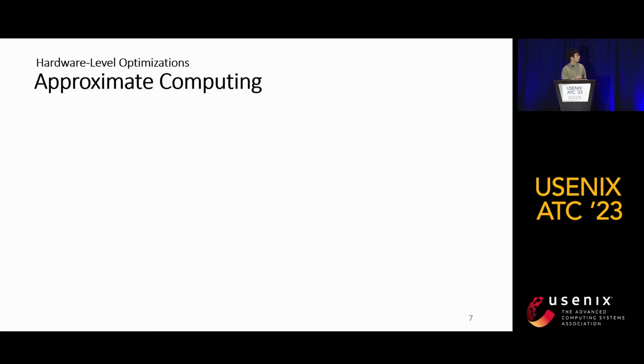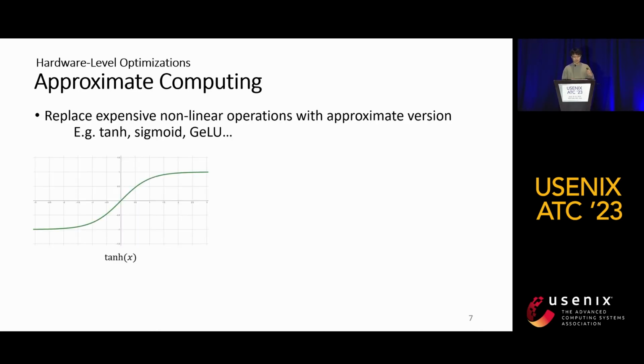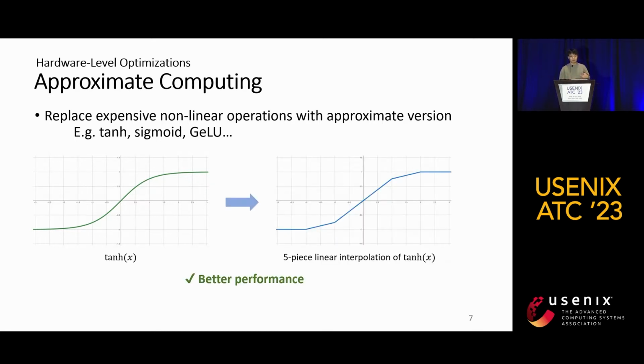Next is approximate computing. As nonlinear operations, such as hyperbolic tangent, sigmoid, GLU, are expensive and difficult to implement on the hardware, we could replace those with the approximate version to achieve better performance. In the meanwhile, it could also reduce the chip area.